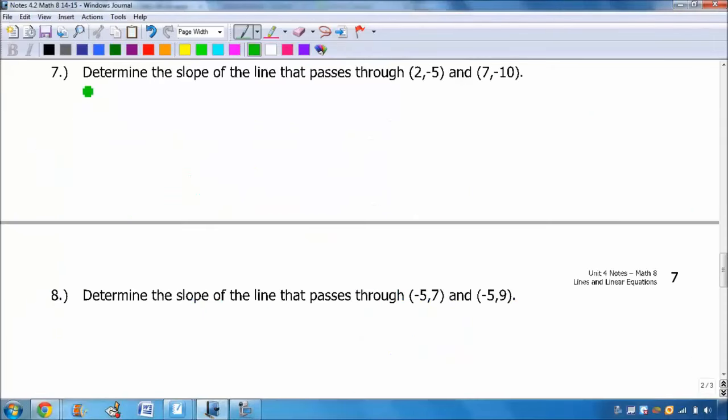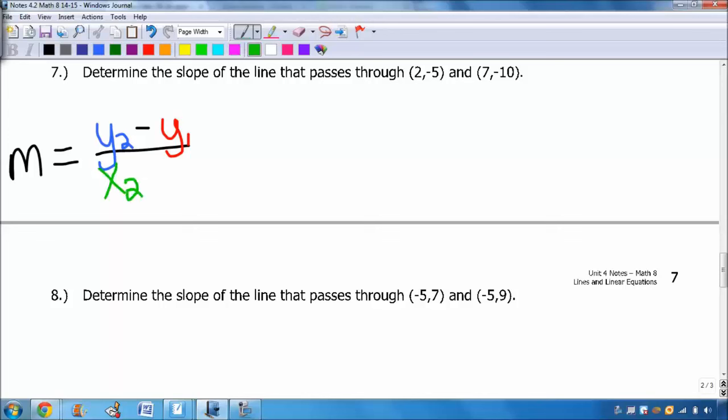All right, let's skip to question number 7. Determine the slope of the line that passes through 2, -5 and 7, -10. So the first thing I'm going to do is I'm going to write the slope formula, and I'm purposely going to color code it so you can understand where all these numbers are coming from. So I'm going to color code y2 is blue, minus, and then for y1 I'll use red. For x2 I will use green, and then for x1 I will use purple, okay? Just so that you can understand where this is coming from.